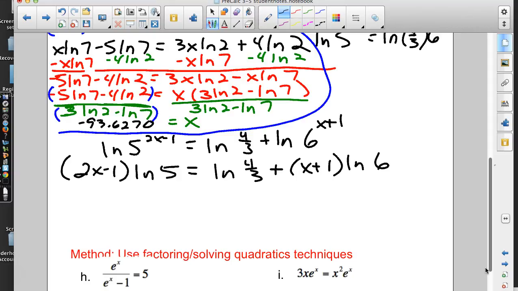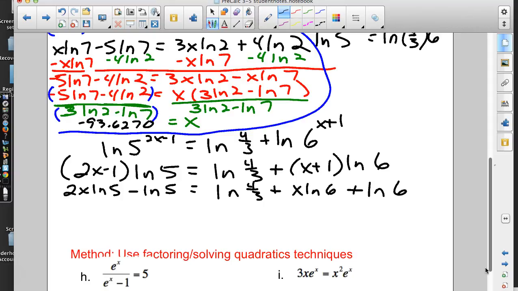Then what? Oh no, I'm multiplying. Distribute it. Whew. What will we do next? That's the last problem.